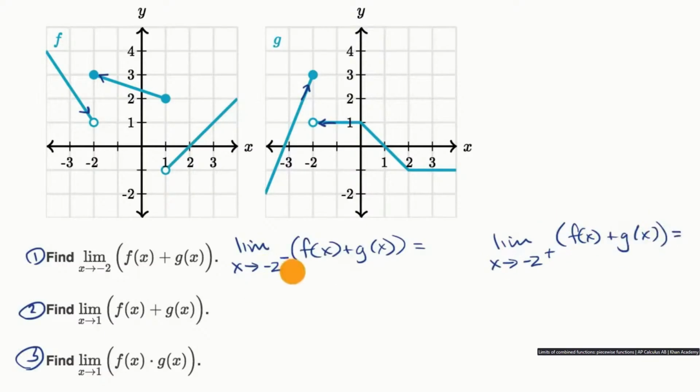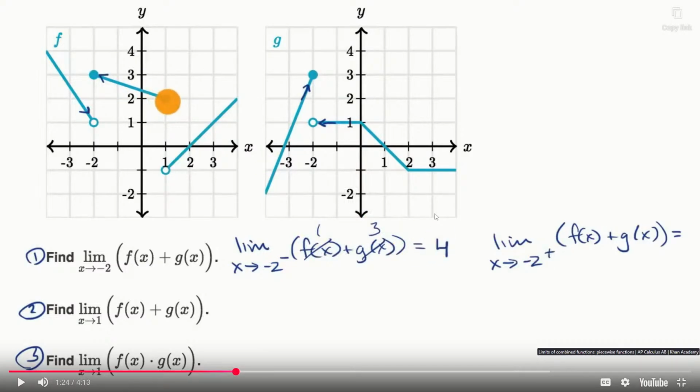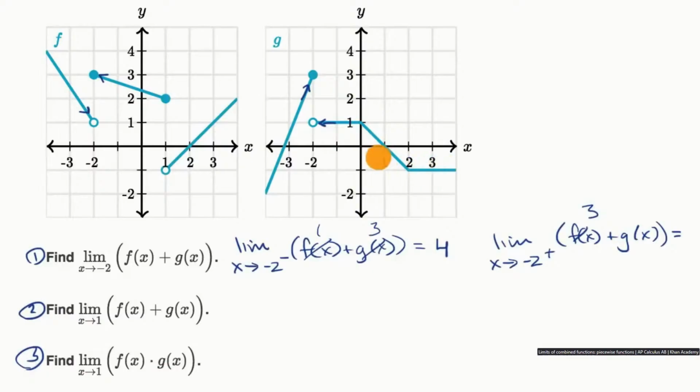So what are these things? Well, as we approach -2 from the left, f of x looks like it's approaching 1, and g of x is approaching 3, so the sum is going to approach 4. And if we're coming from the right, f of x looks like it's approaching 3, and g of x looks like it is approaching 1. And so once again, this is equal to 4. And since the left and right-handed limits are approaching the same thing, we would say that this limit exists, and it is equal to 4.